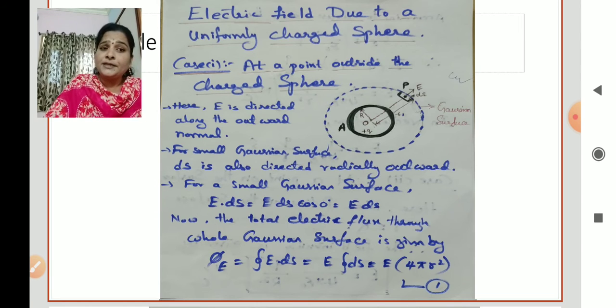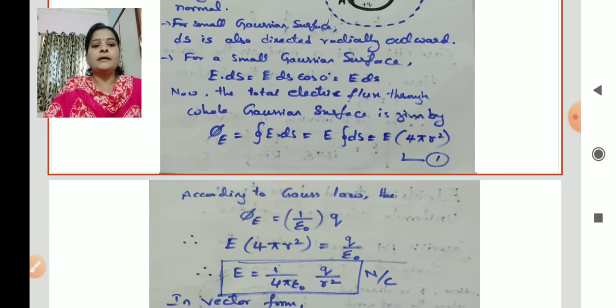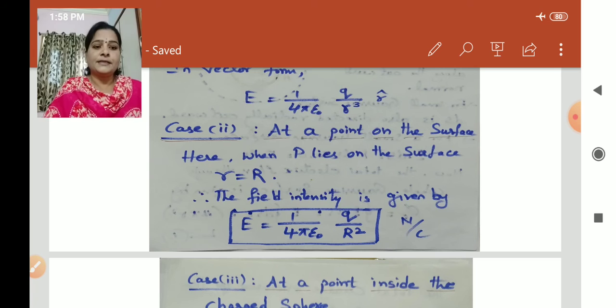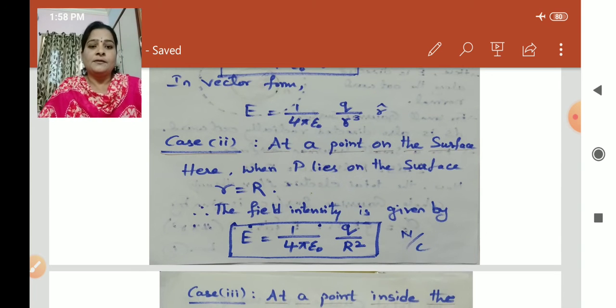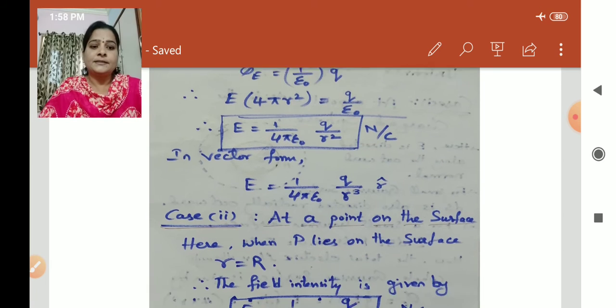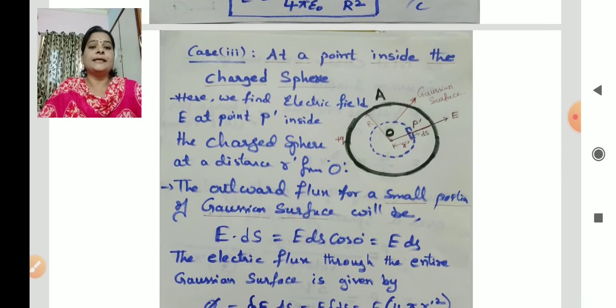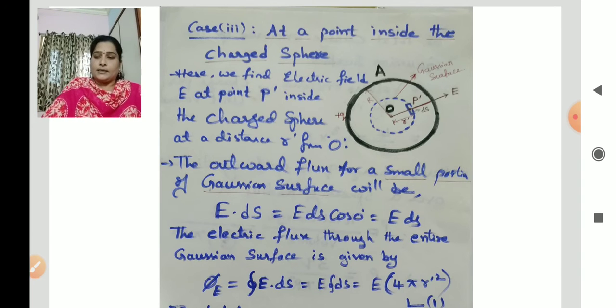So now the point where we find the electric field intensity is at a distance of capital R itself. Therefore small r has become capital R. Therefore, at a point on the surface, capital R is equal to small r, and the field intensity is given by 1 by 4 pi epsilon naught Q by r square newton per coulomb.